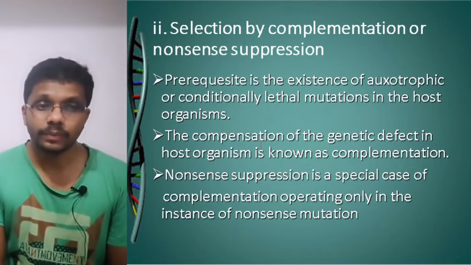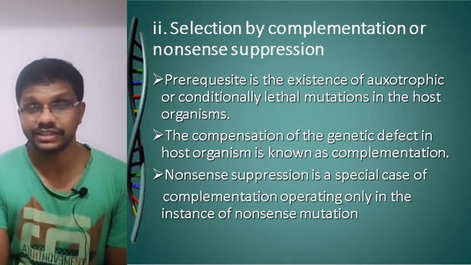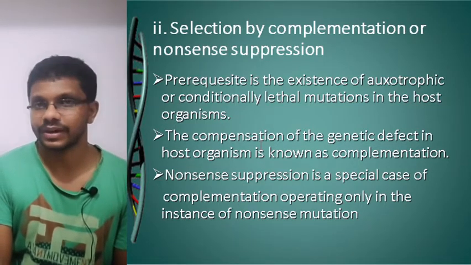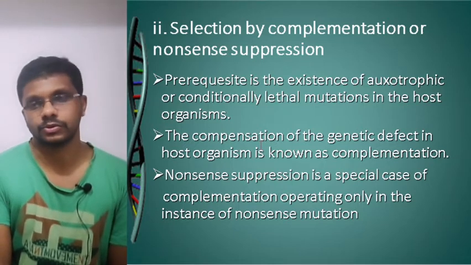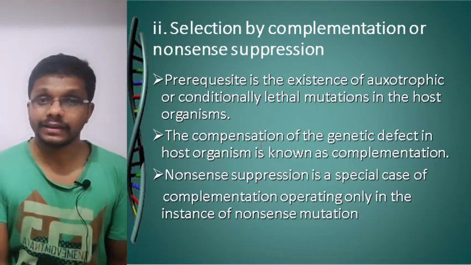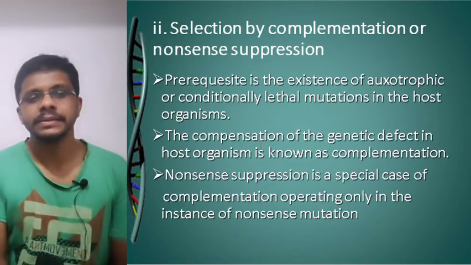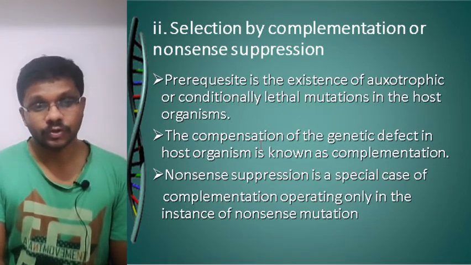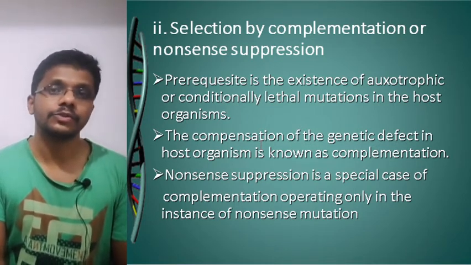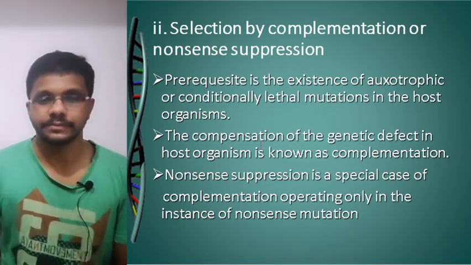Second method is selection by complementation or nonsense suppression. This is what is working especially for the yeast vectors. You have seen the vectors like URA3. The yeast cells are auxotrophic for uracil, but the vector has the uracil gene. So once the organism gets the uracil gene, it can grow in a medium without uracil. So it's like complementation. This complementation can also be done in the form of nonsense suppression, like forming a new type of RNA. So this particular tRNA will be complemented.